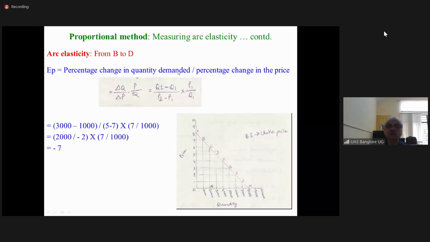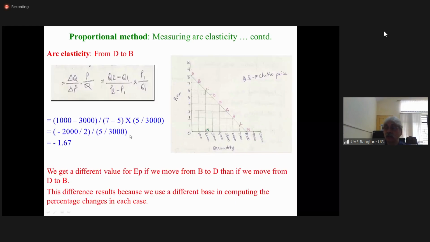The base is different. Here it is 7 and 1000, but in the next one, it is 5 and 3000. So the original quantity and original price, which is the base, are different. That's what it says. This difference results in minus 7 and minus 1.67. This difference results because we use a different base in computing the percentage changes in each case.